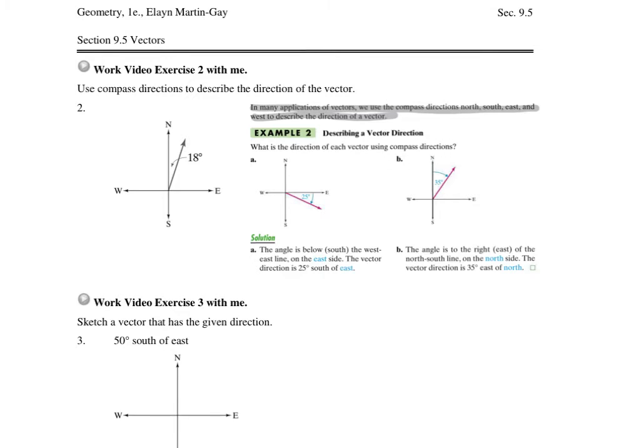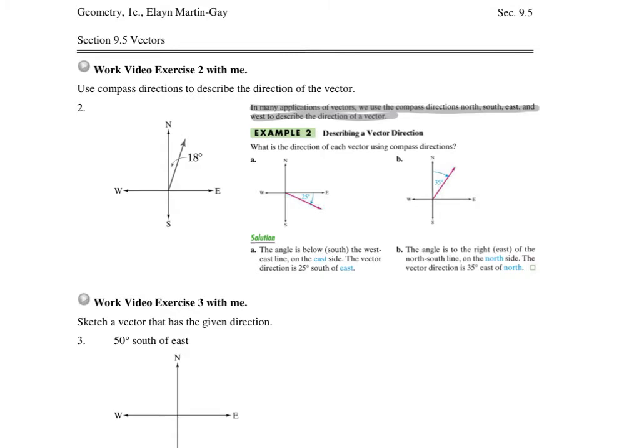Okay, so take a look at A. The angle below is 25 degrees, south of the west-east line on the east side, okay? So this vector is 25 degrees south of east. So 25 degrees south of east.